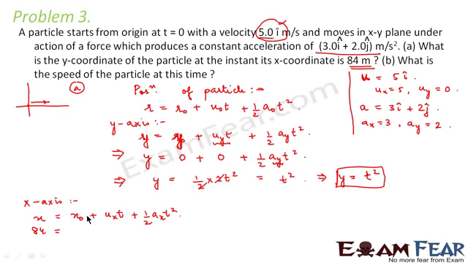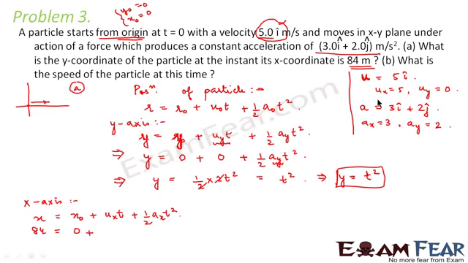What is the initial value of x? Initial position would be definitely 0 because it said that the particle starts from origin. Starts from origin means x0 will be equal to 0. Similarly, y0 will be equal to 0. Origin means both x and y will be 0. So start from origin has already told us that x0 is equal to 0.